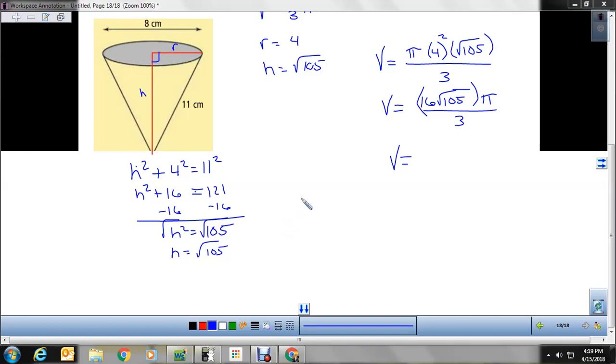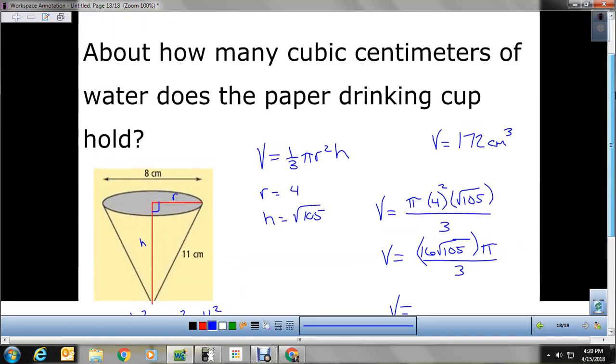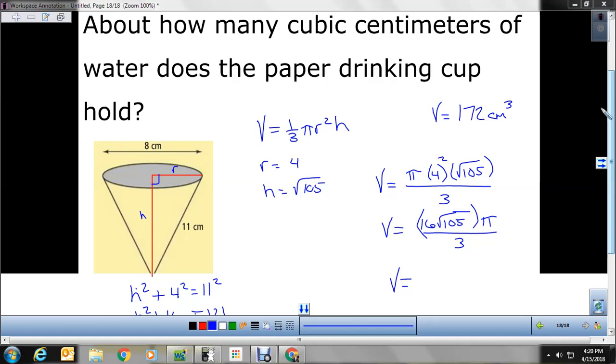Now, as we come up here, plug this back in up here, we're going to get 4 squared, which is going to be 16 times the square root of 105 times pi divided by 3. So the question here asks us to round. So how many cubic centimeters? That means we're rounding to the nearest whole number here.